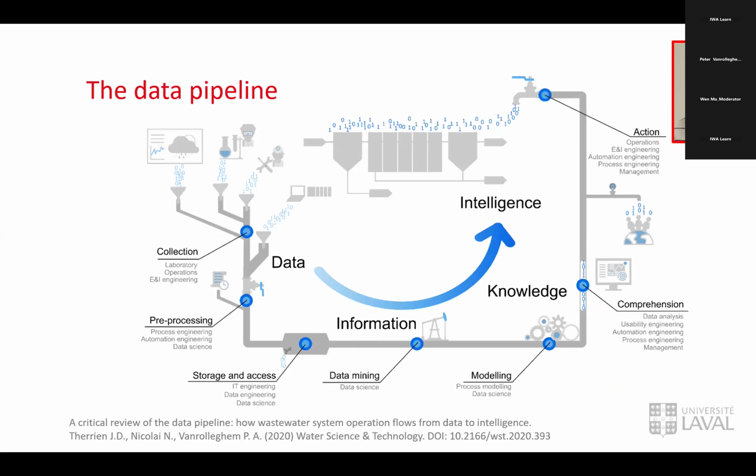My talk is organized around this graph that was created by former PhD student Jean-David Terrien. The paper in which this whole thing is described is below in the reference. What we're talking about is a data pipeline: how do you get from data on the left, through modeling and data mining, into understanding and action. I will give a number of examples of things that we've done at full scale that have benefited from this.